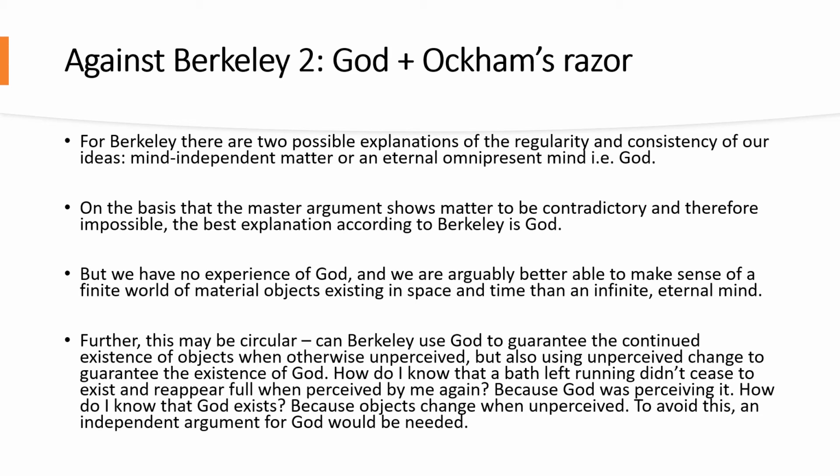But how do I know God exists? Well, maybe he's saying because objects change when unperceived. Now, this seems to be circular. He's assuming what he needs to prove here. So to avoid this, an independent argument for God would be needed, but that's not given here. So actually, what he's doing perhaps is violating Occam's Razor. He's introducing something unnecessary to explain and account for the things that he's trying to explain. And this is a failure, again, of the theory.